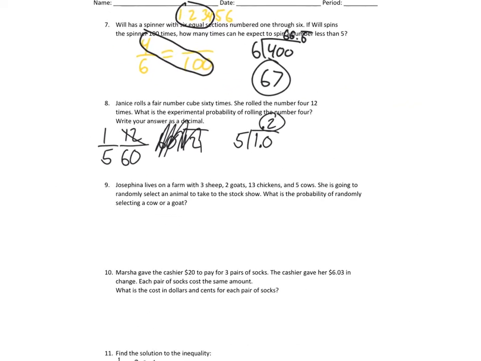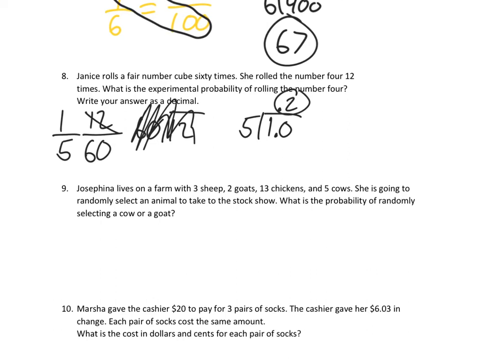Number 9. Josephina lives on a farm with 3 sheep, 2 goats, 13 chickens, and 5 cows. She's going to randomly select an animal to take to the stock show. What is the probability of randomly selecting a cow or a goat? Before I even bother doing that, I want to know how many total animals we're talking about here. So here they are. We've got 3 sheep, 2 goats, so that's 5. 5 and 13 is 18, plus 5 more would be 23. So we've got a total of 23 animals to pick from.